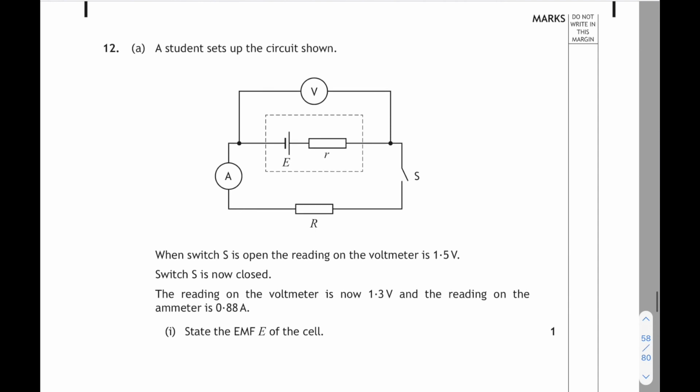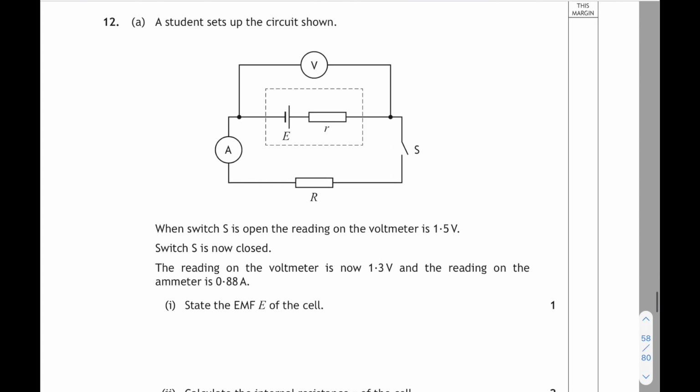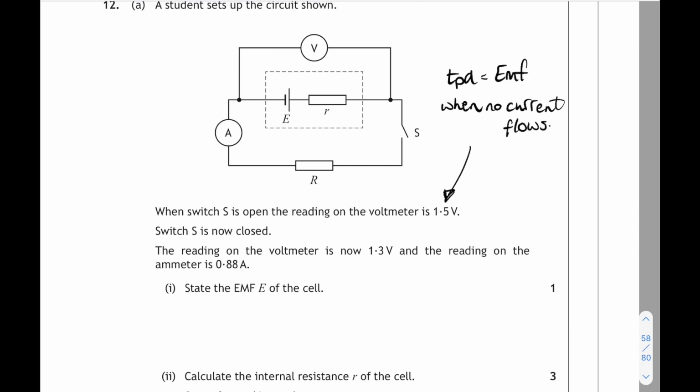Well, the voltmeter is across the terminals of the cell, and it's measuring the terminal potential difference. And when the switch is open, the terminal potential difference is equal to the EMF. So that voltmeter reading of 1.5 is called the TPD, and the TPD is equal to the EMF when the battery is not doing any work, when no current flows. So for part 1, the EMF of the cell is 1.5 volts.